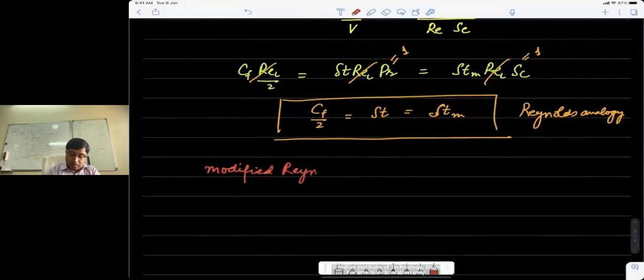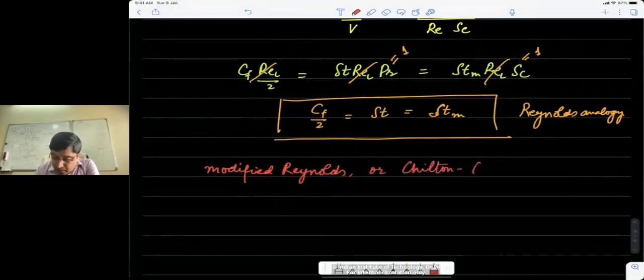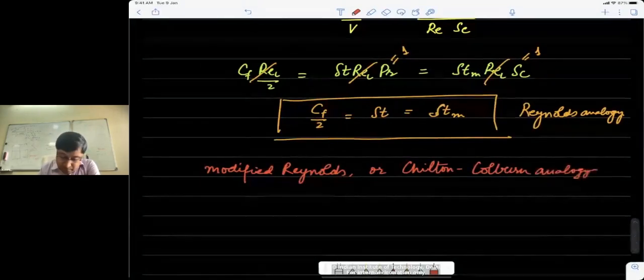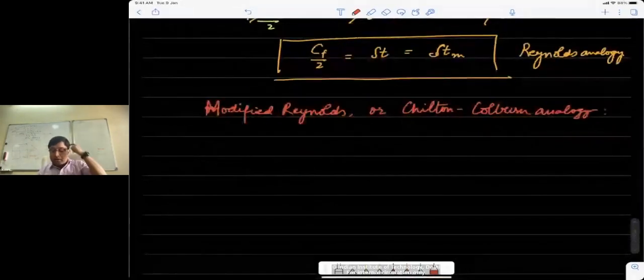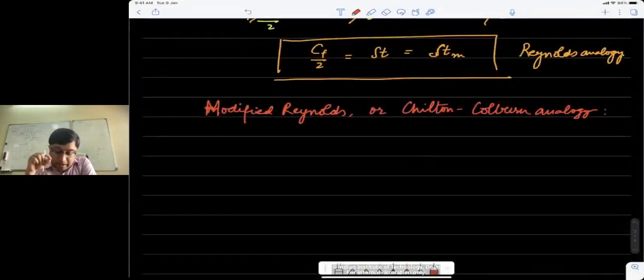Reynolds analogy, or sometimes credited to the two gentlemen who actually came up with it, it is also called the Chilton-Colburn analogy. So the modified Reynolds or Chilton-Colburn analogy basically improves upon this Reynolds analogy by adding a few corrections to it. So it becomes applicable to a range of other conditions.